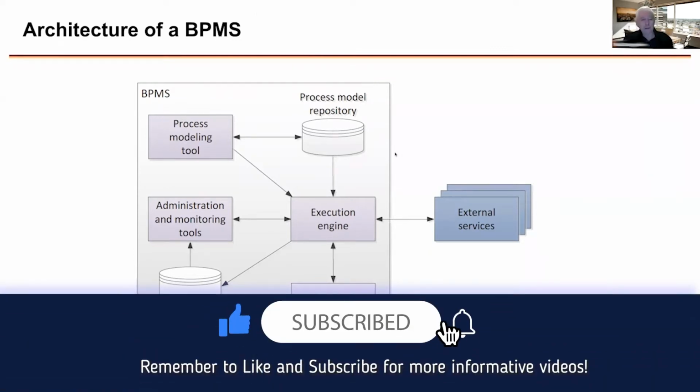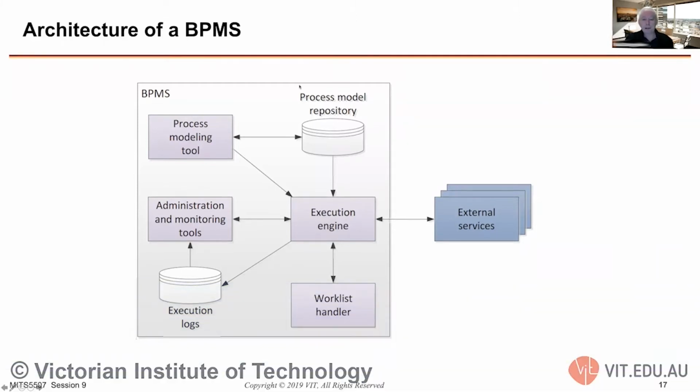All right, so let's talk about the architecture. So the architecture of a business process management system. You can see there from the diagram, it has a number of components. So at the heart, there's two main things at the heart of a business process management system. First off, we have a process model repository, and we have a process modeling tool.